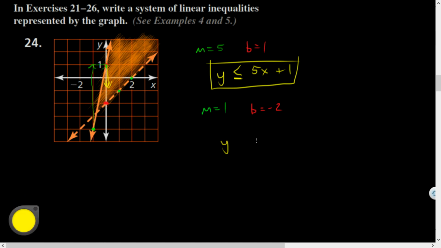So what sign should that be? Greater than or less than? Yeah, greater than would be above. Does it need an equal part? Why not? It's dashed, so it doesn't need the equal part. So notice how this problem is actually quite a bit trickier. You have to use all your skills in reverse to figure it out.